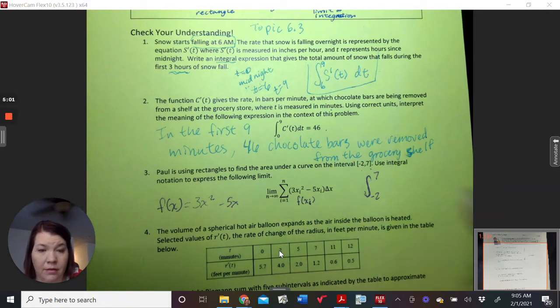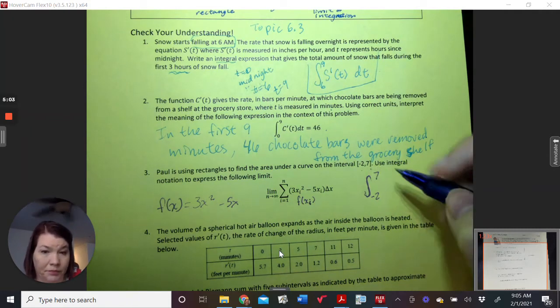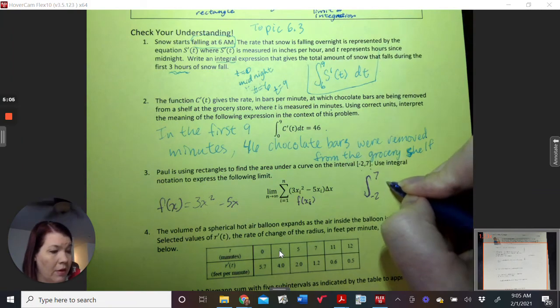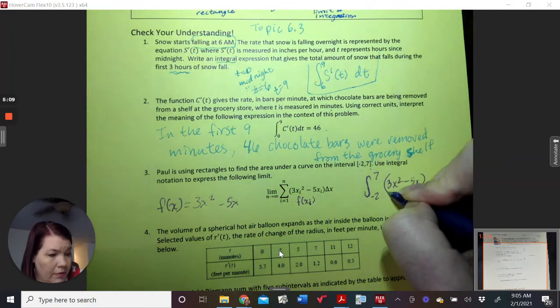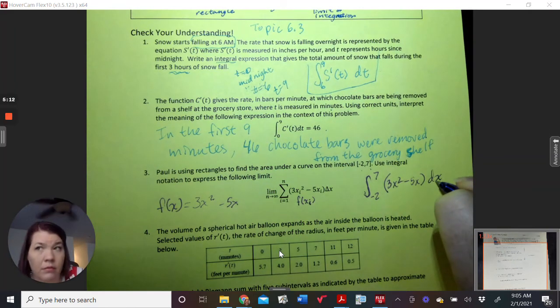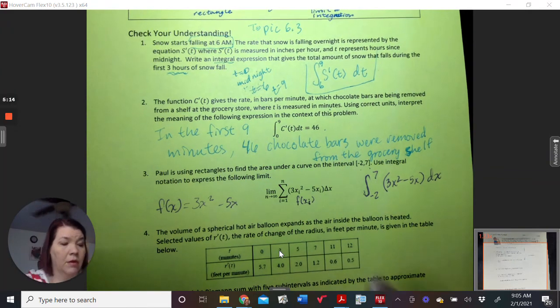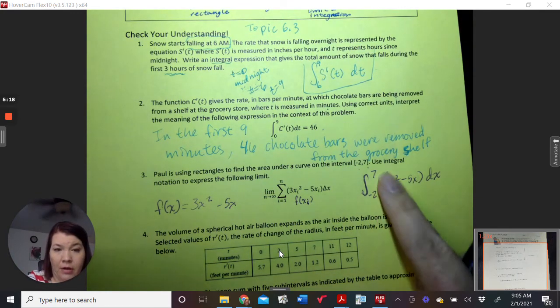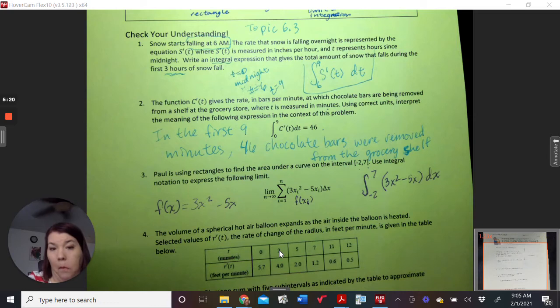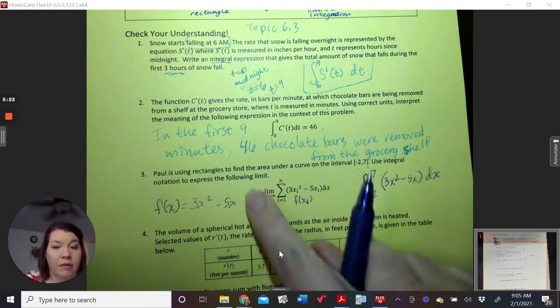Of f of x, and I'm going to go ahead and write the equation. Put it in parentheses, dx. That's all there is to it. Recognize what the equation is. Find your limits, endpoints, and you're all set. Again, endpoints aren't to be found here. You have to know that from somewhere else.